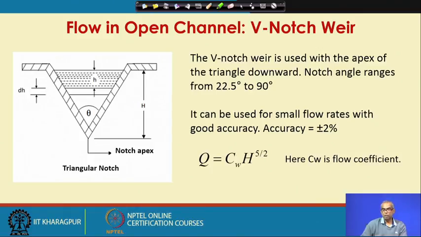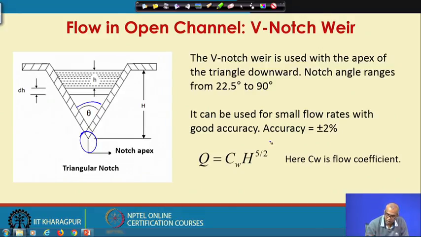V-notch weir, the V-notch weir is used with the apex of the triangle downward. This is the apex of the V-notch weir. The notch angle, which is theta here, varies in the range of 22.5 degree to 90 degree. V-notch weir is used for measurement of small flow rates with good accuracy. An accuracy of plus minus 2% can be achieved.